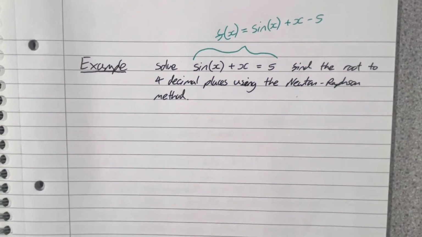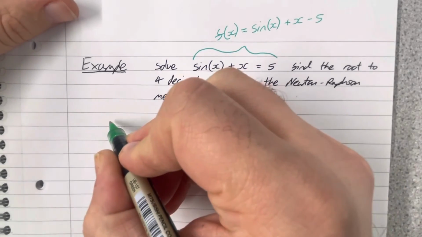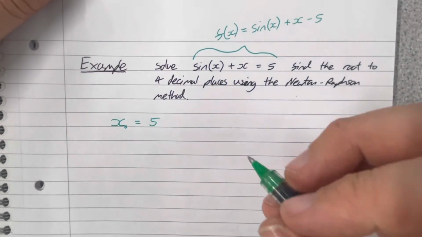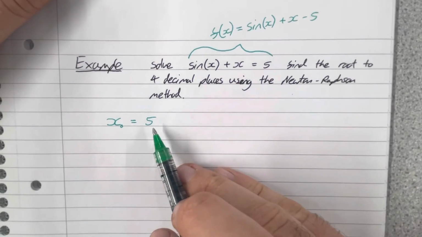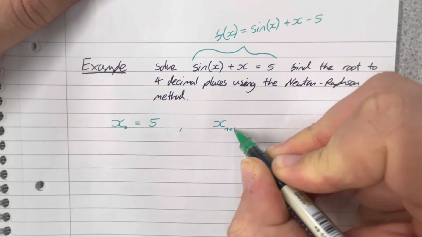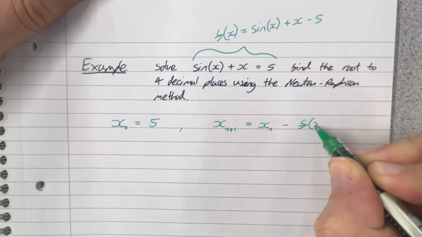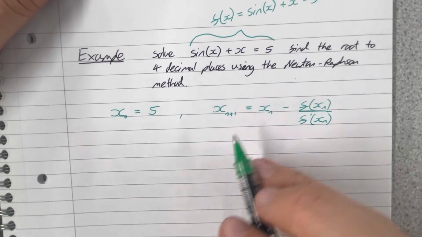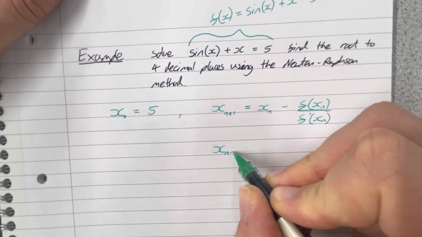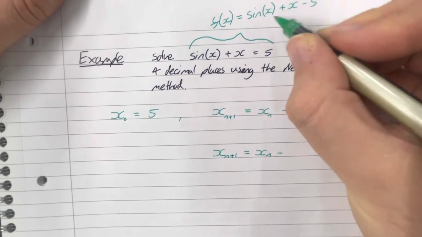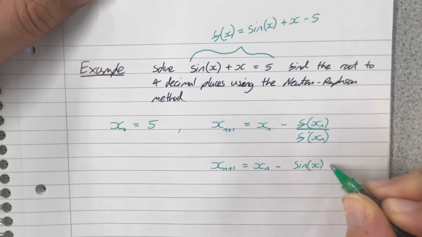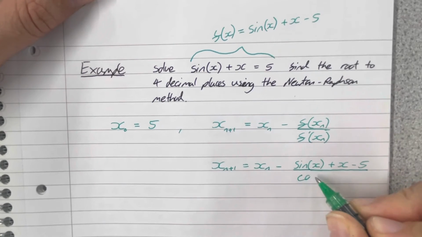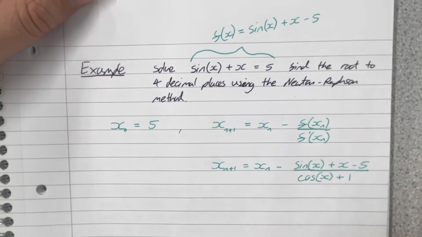Okay, so we can now use the iterative formula. We know it's a bit bigger than 5, but let's choose x0 to be 5. In an exam question, you would be given where to start. x n plus 1 equals x n minus f of x n divided by f prime of x n. That's the formula, which I derived on the previous page. So x n plus 1 equals x n minus my function, sine of x plus x minus 5, divided by the derivative of the function. We're in radians, so the derivative of sine is cosine, the derivative of x is 1, and the derivative of 5 is 0.